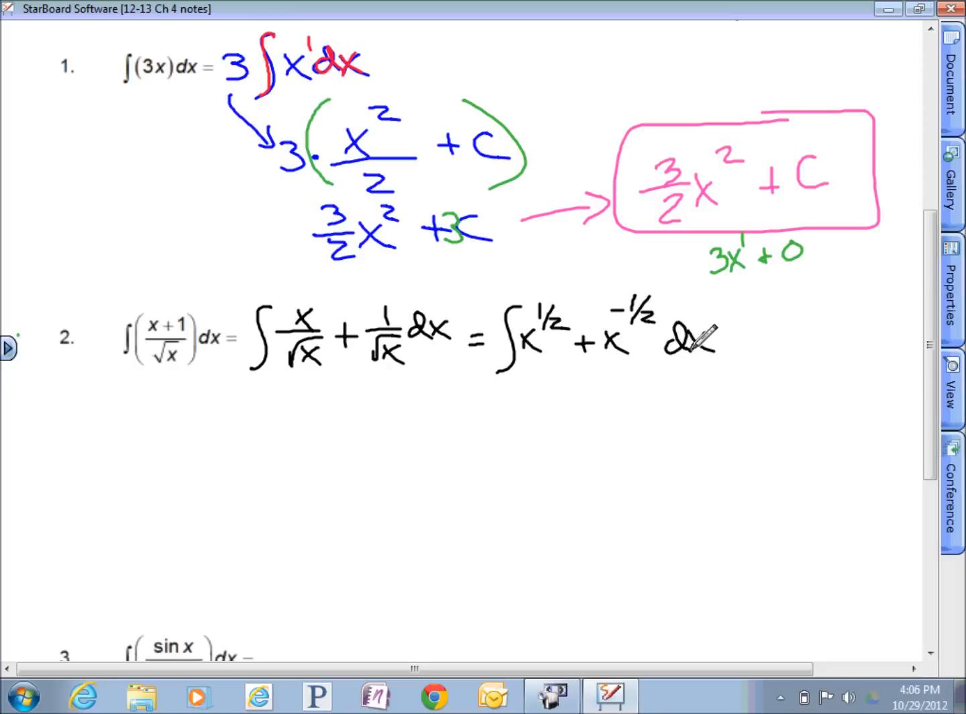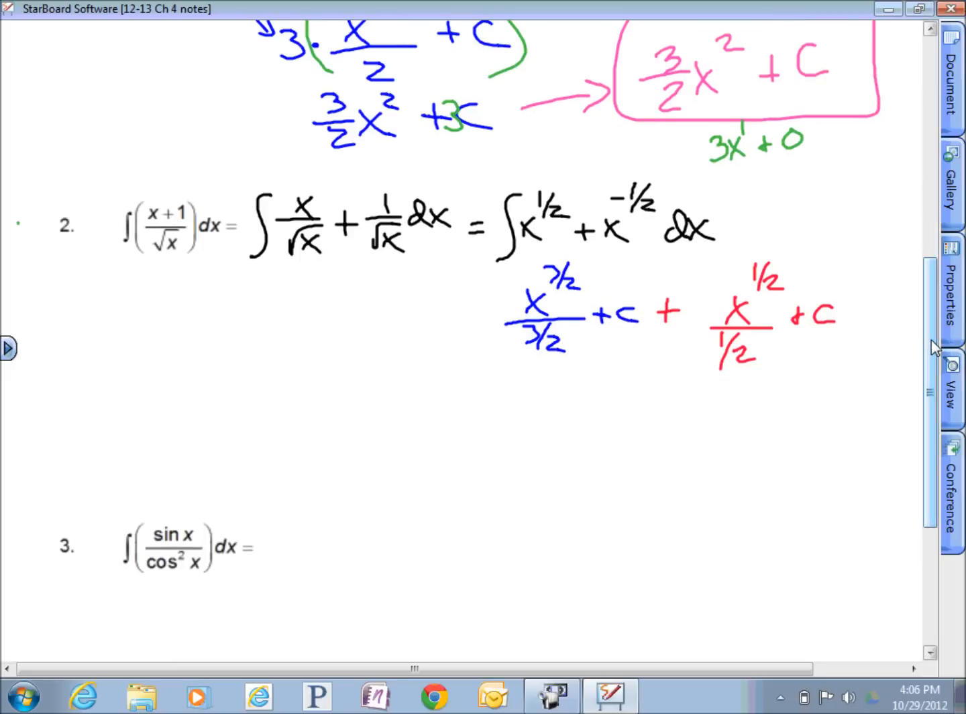So let's do that. First term, let's add 1 to the power, x to the 3/2. Let's divide by that new power, divide by 3/2. Let's add c. Plus, let's do the other one. Add 1 to the power, x to the positive 1/2. Divide by that new power, divide by 1/2. Don't forget c. There's your antiderivatives. We've done them. We're good. Now let's clean it up.